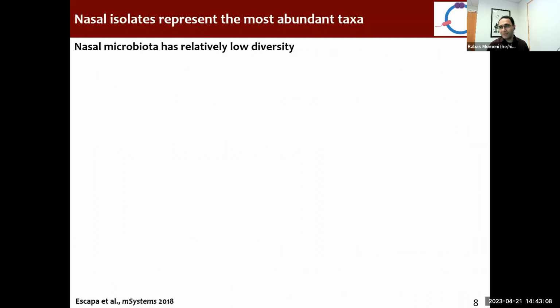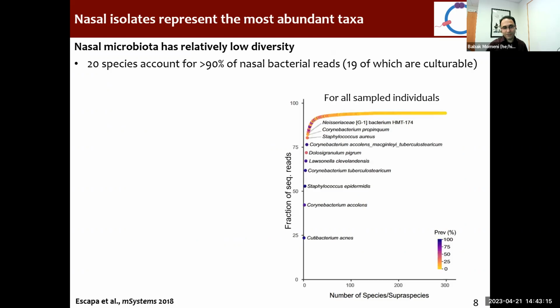Nasal microbiota is also low in diversity, and that's an important aspect for us because we want to have a tractable system. This work by Skepa and colleagues in 2018 looked at the composition of the nasal passage and the species that were present in that environment. Just to orient you, the x-axis is the fraction of sequence reads in microbiome data, and the y-axis is the species numbers. What you will notice is that there are a handful of species, essentially around 20 species, that account for roughly 90% of the reads. And those are also the ones that are more prevalent, as noted by darker colors in the plot.